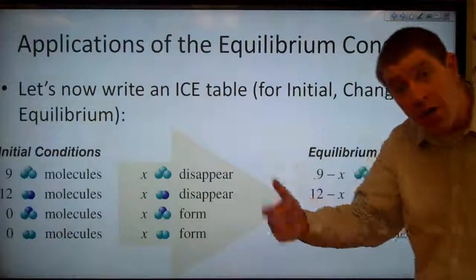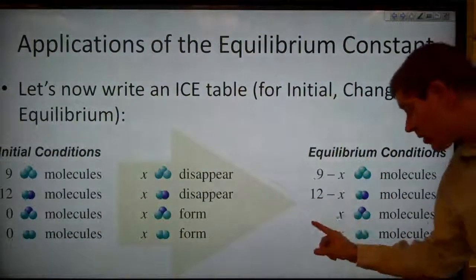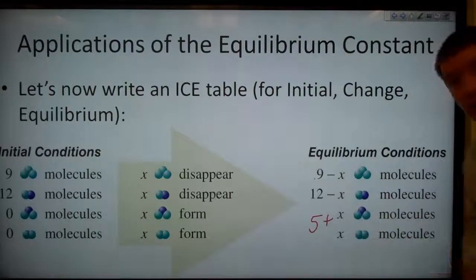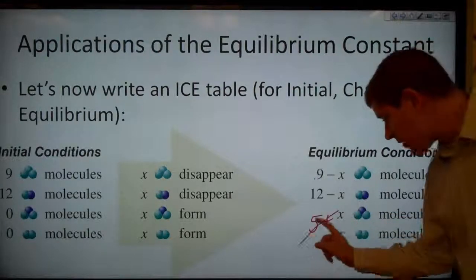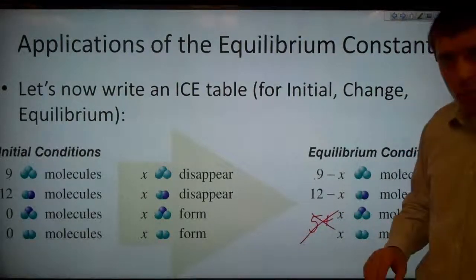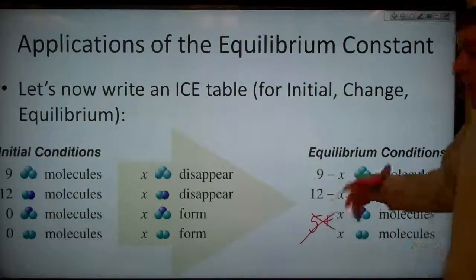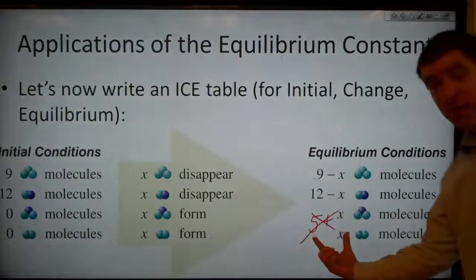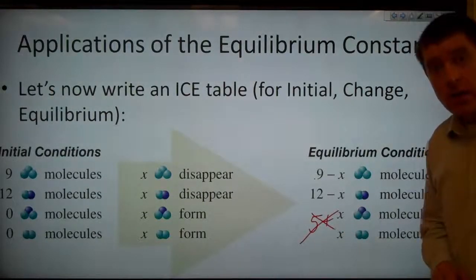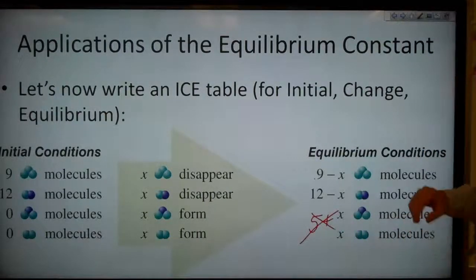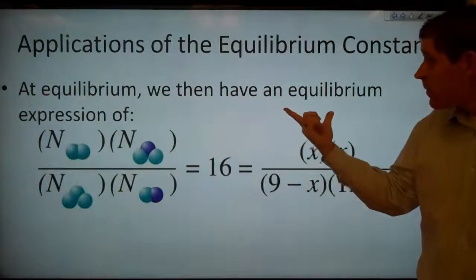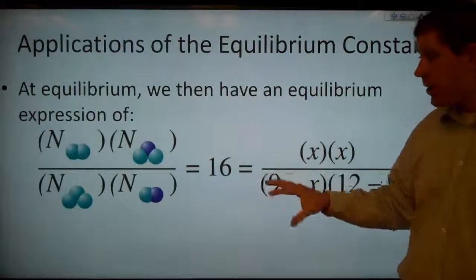If we started with something other than 0, then we would have whatever that other number is. Let's say we started with 5. It would be 5 plus X molecules of that one. Now we didn't in this case, so we shouldn't write that in this case. But if you start out with some of your products, you're going to have to modify this equilibrium condition over here.